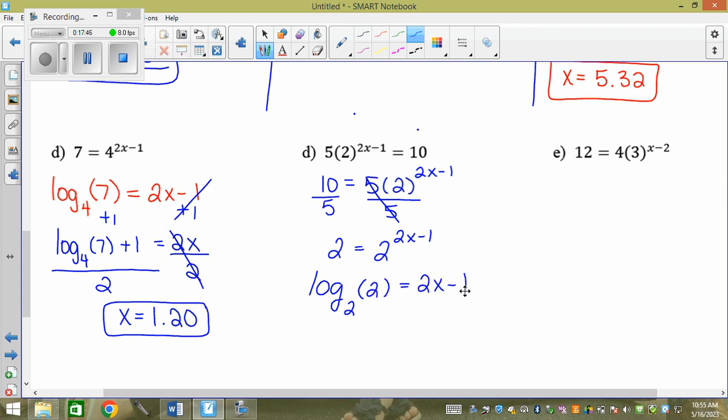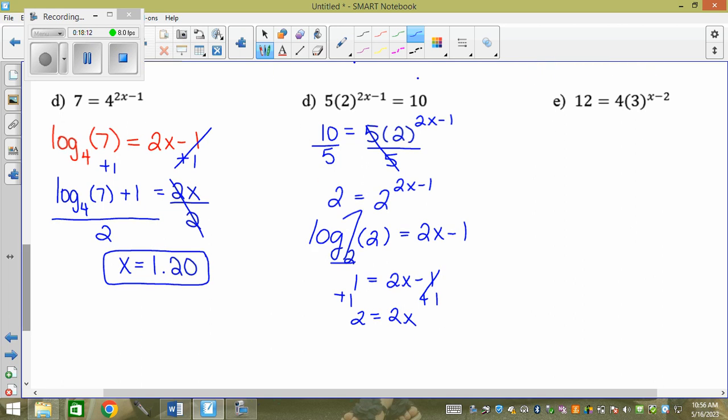I don't even need to type this one in my calculator. What is log base 2 of 2? It's 1, because 2 to what power is 2? 1, right? Or you can go log 2 divided by log 2 if you're typing in the calculators. So this is just a big old 1. So I'm going to get 1 equals 2x minus 1. And then what am I going to do? Add 1. 2 equals 2x. And then divide by 2. X equals 1.